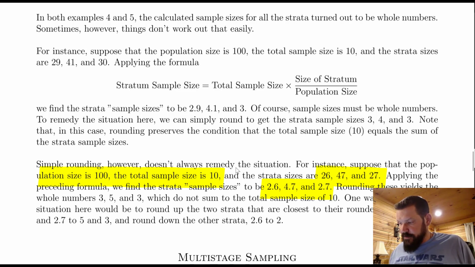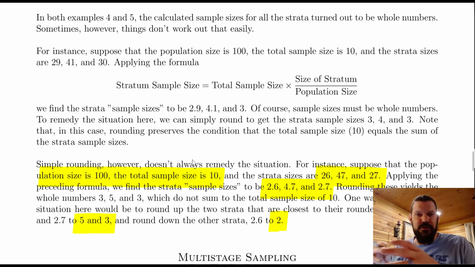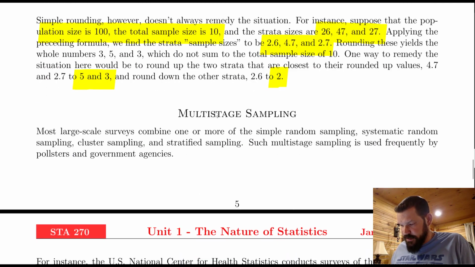And now we have 5 and 3, and then we have our 2. So there's our samples that we use. So that's where you just have to use your better judgment as far as the rounding goes. But the process is still the same.